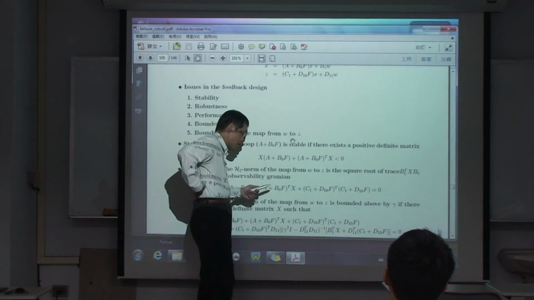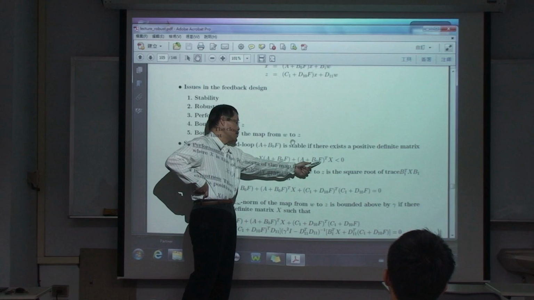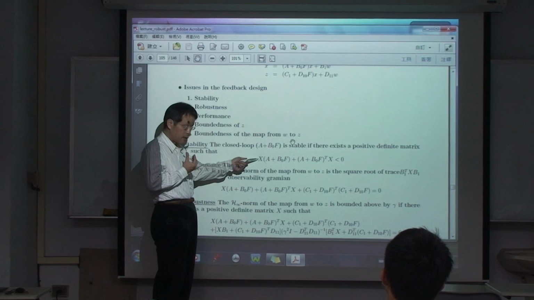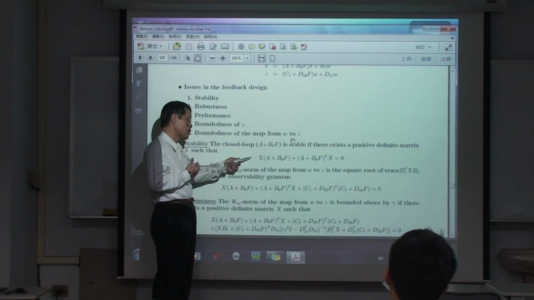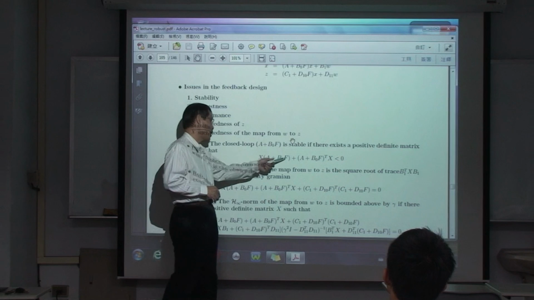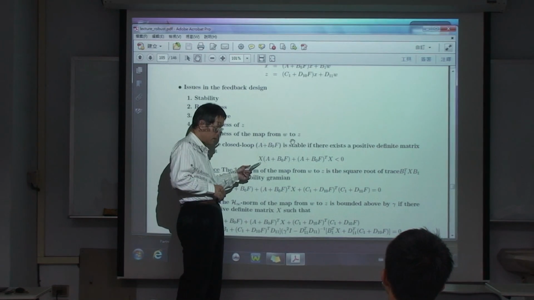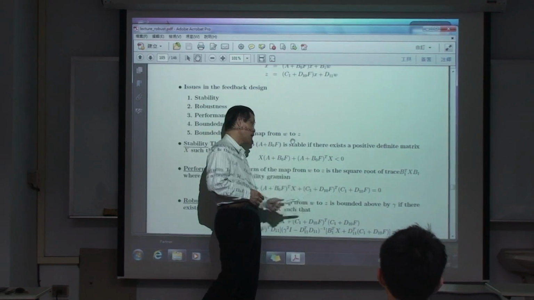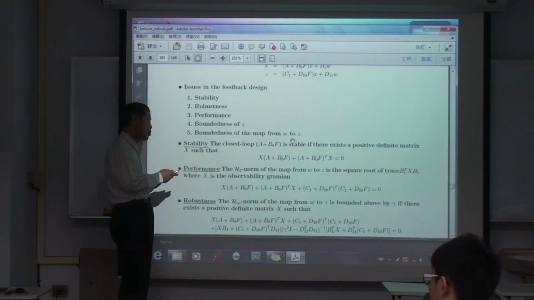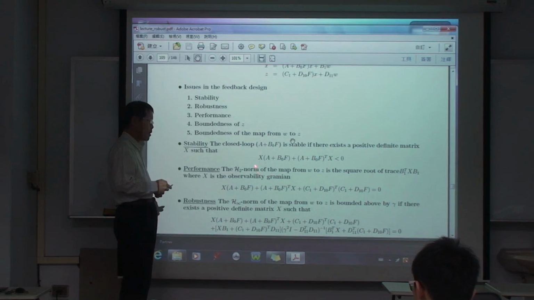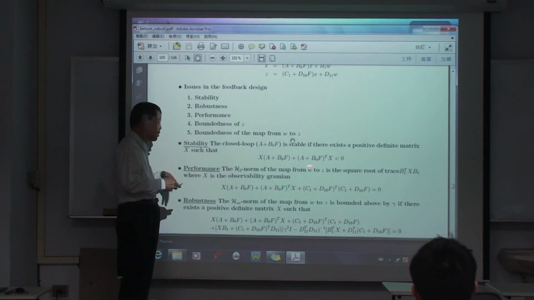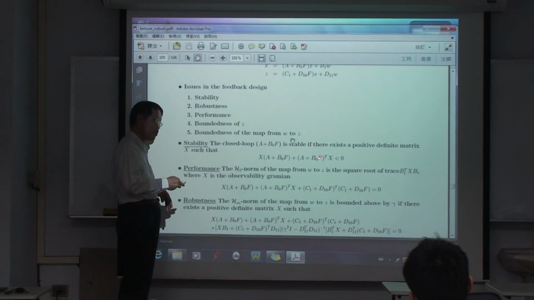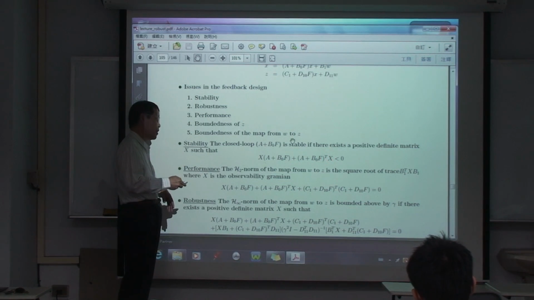Because A, B, C, D, as we know, are known, F is to be determined. And the same for X, because you do not know X either. So for this equation, there are two unknowns: one is F and another is X. And there are two constraints. One is this term to be less than 0. Another constraint is X has to be positive definite. So you are subject to a certain equation to be satisfied and certain free variables, including X and F.